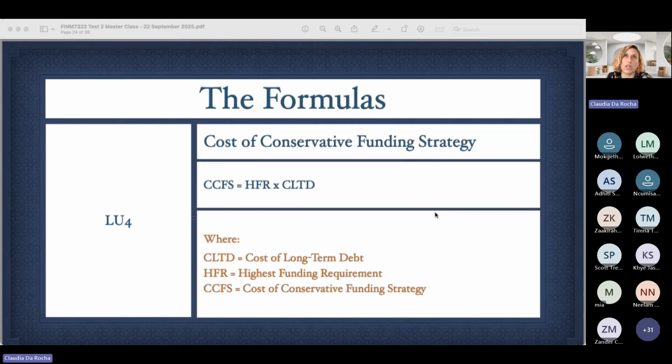Just a note that with the cost of long-term debt, you can be asked to calculate the cost using principles from Learning Unit 1. So just be aware of that.